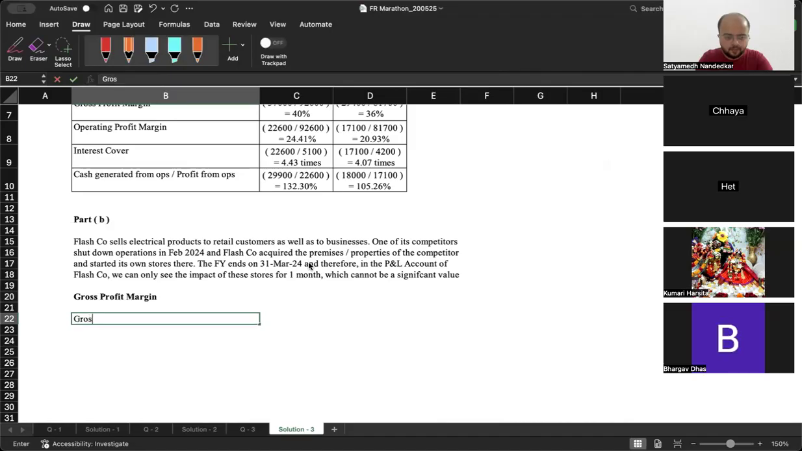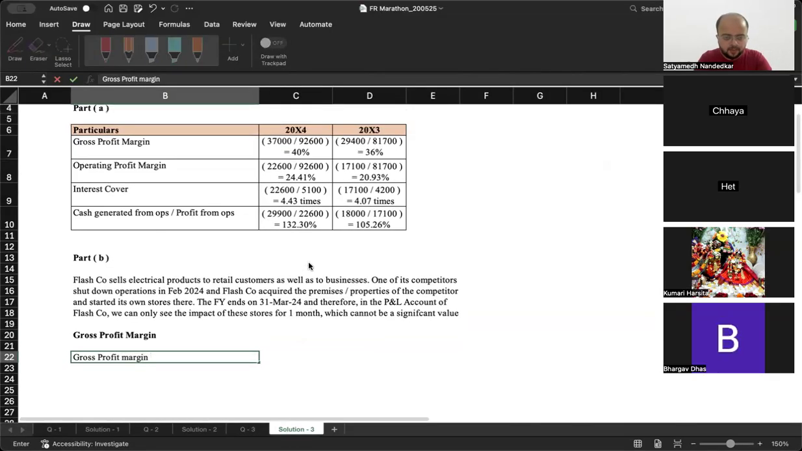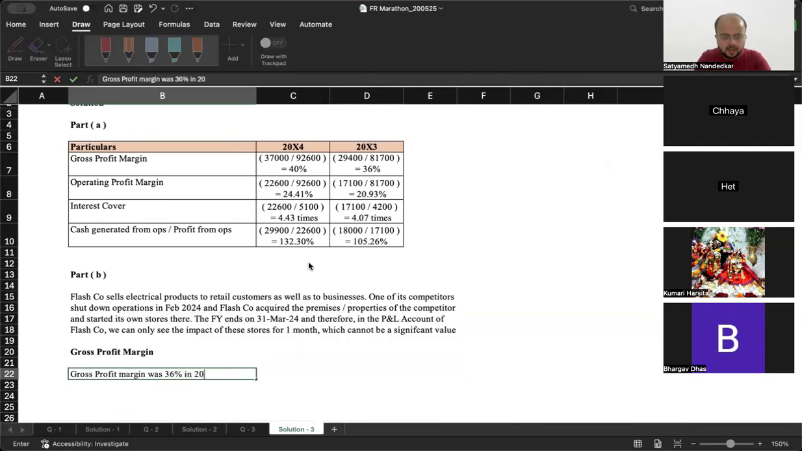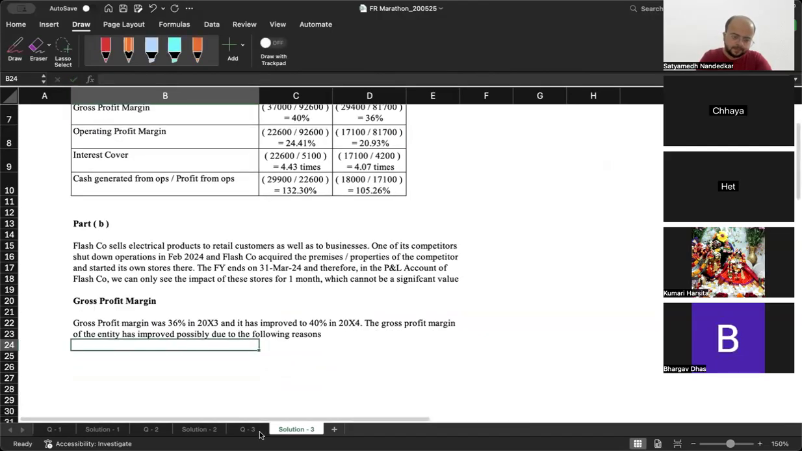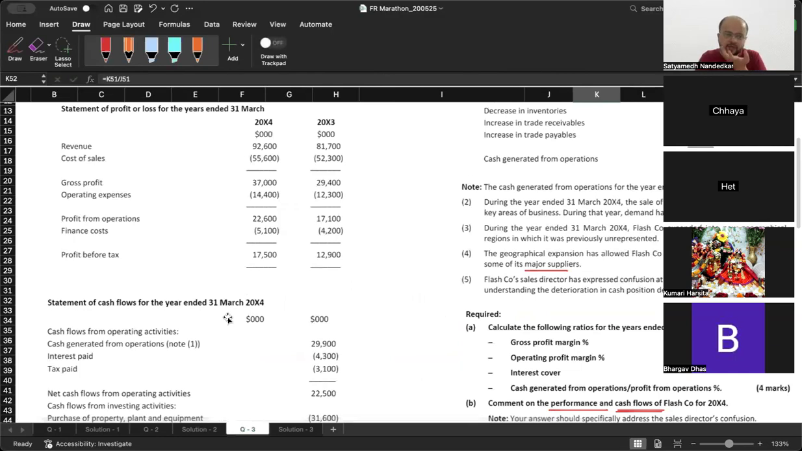Gross profit margin. Gross profit margin was 36% in 2003, and it has improved to 40% in 2004. The gross profit margin of the entity has improved possibly due to the following reasons. What are the reasons because of which it has improved?